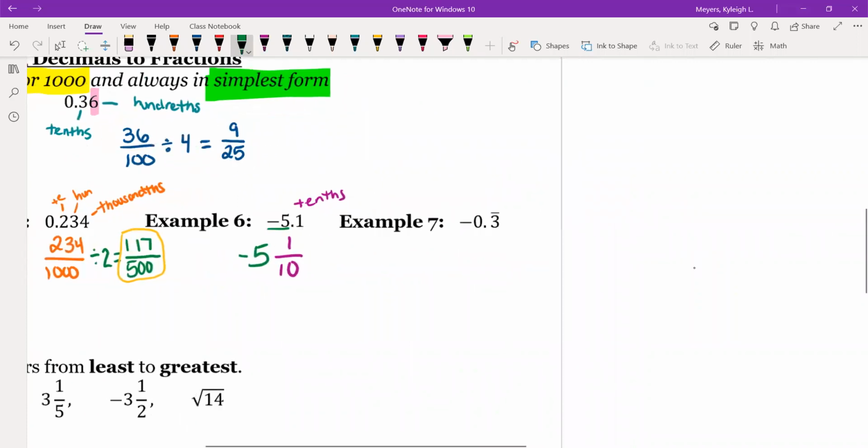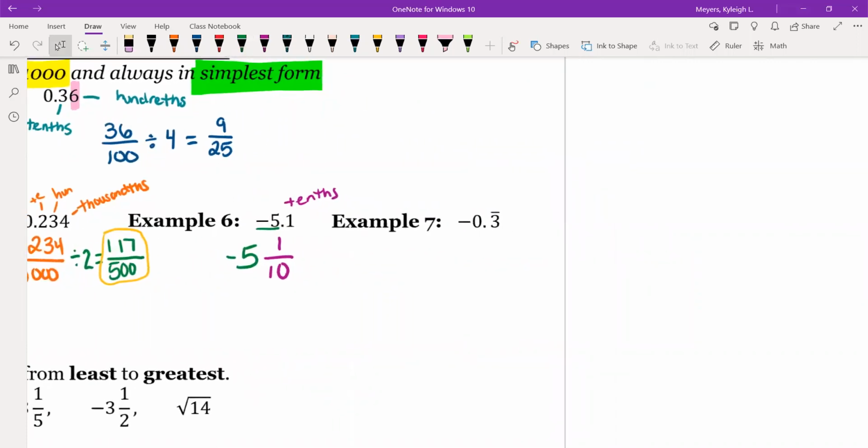Example 7 is the complicated one. Okay, because you may notice something super important on the top of that 3, right? You see that repeating bar? That repeating bar means something. It means that instead of over a base of 10, 100, or 1,000, we put it over a base of 9, or 99, or 999. So the repeating bar gives us a new base.